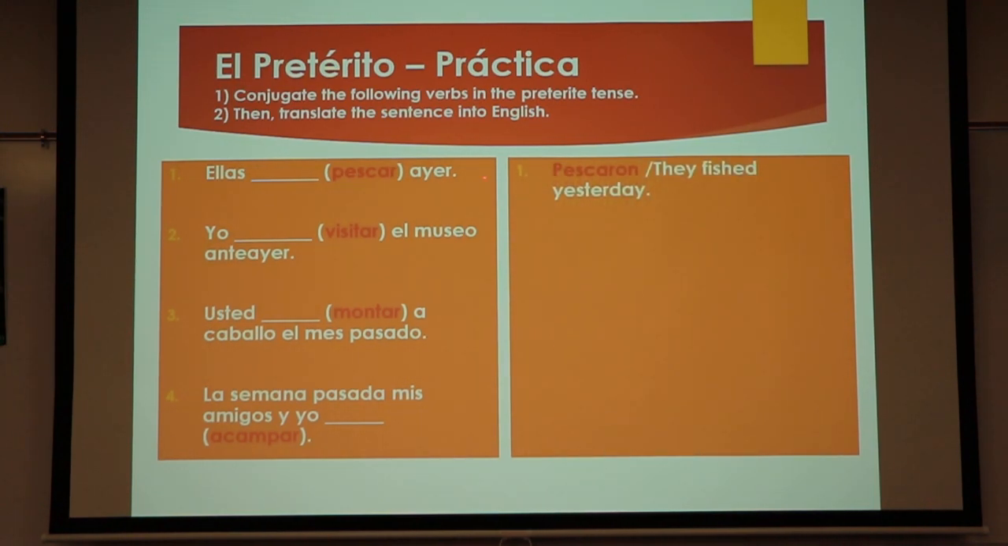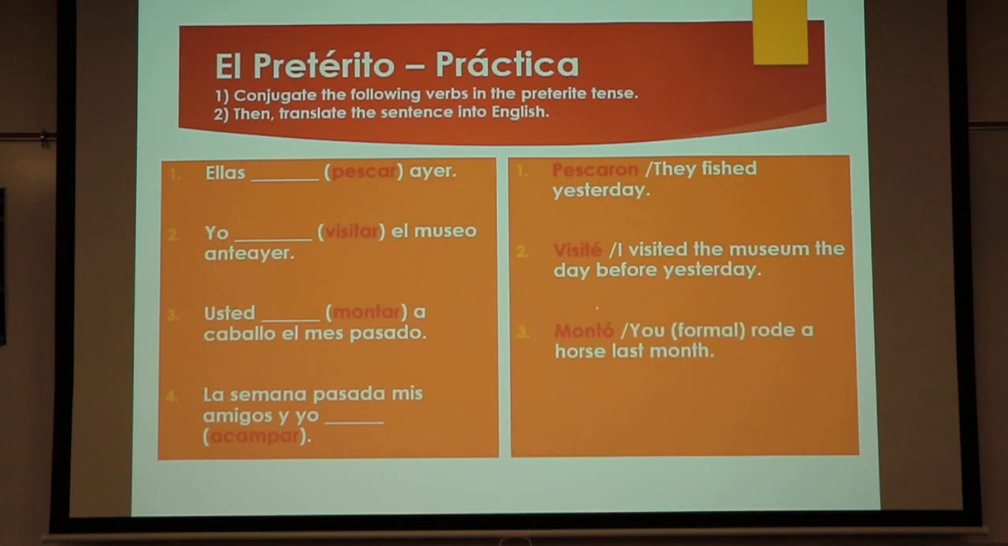So for number 1, we have: Ellas pescaron ayer. Number 2: Yo visité el museo anteayer. Number 3: Usted montó a caballo el mes pasado. Number 4: La semana pasada mis amigos y yo acampamos. These are the translations. They fished yesterday. I visited the museum the day before yesterday. You rode a horse last month. And last week, my friends and I camped.